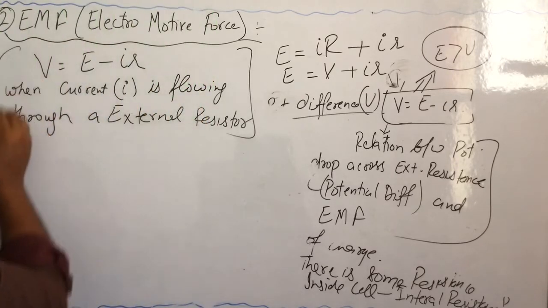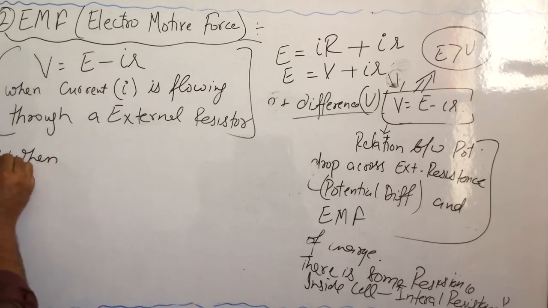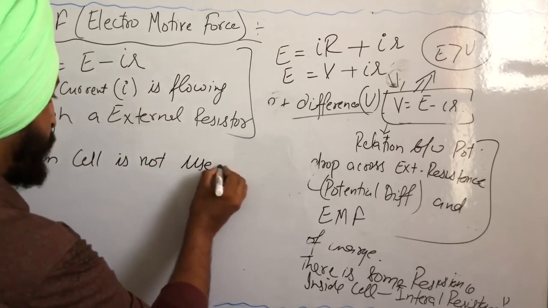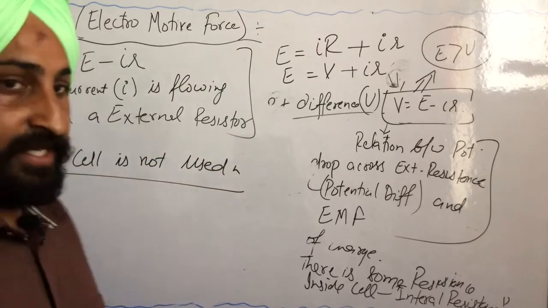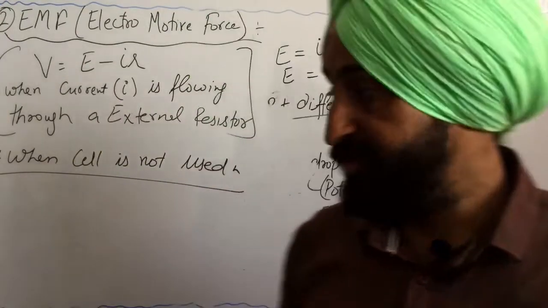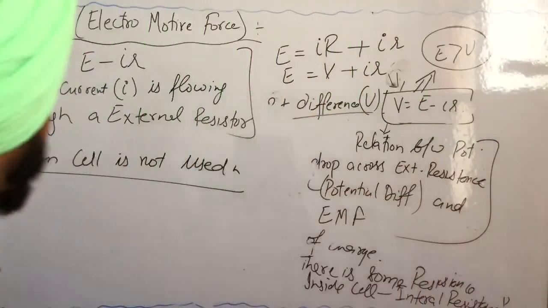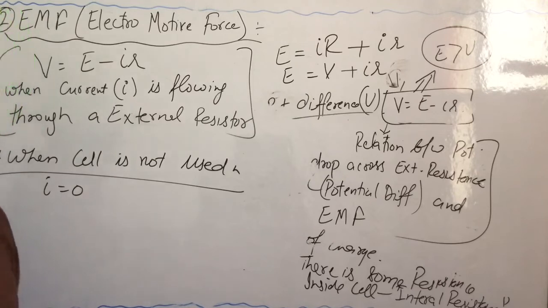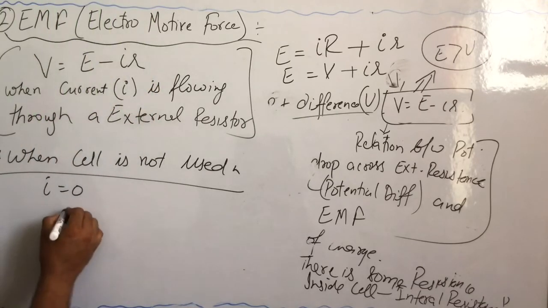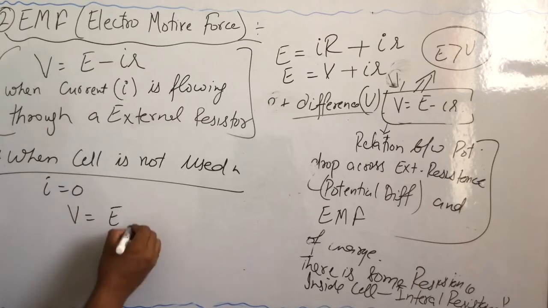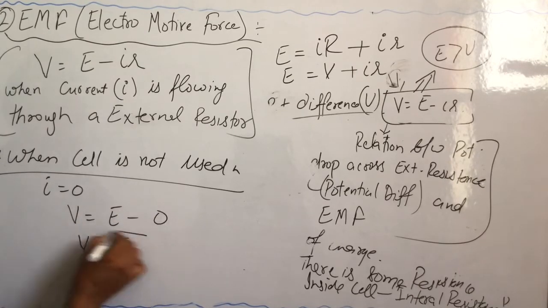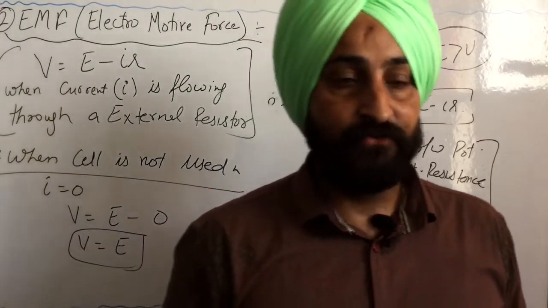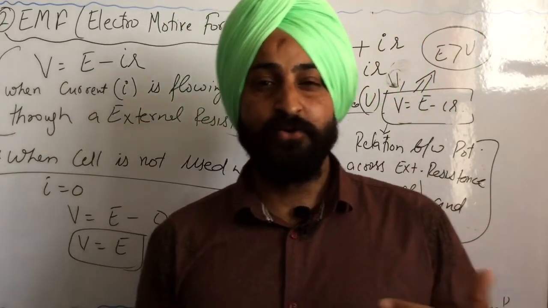So second case would be when cell is not used, like we are not using the cell, it is kept as it is without connecting it to an external resistor. So in that case we can say I is equal to 0, there is no flow of current, we are not using the cell, and if I is equal to 0, what would be the value of V? So V is equal to E. So when we are not using the cell, what would be its potential difference? We would say its potential difference is equal to EMF.